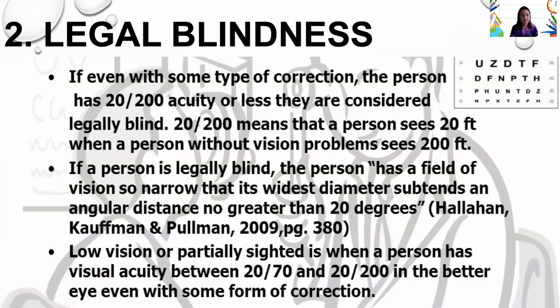So legal blindness, if even with some type of correction, the person has 20 over 200 acuity. So ito yung normal natin. Or less, they are considered legally blind. 20 over 200 means that the person sees 20 feet when a person without vision problems sees 200 feet. If you are legally blind, the person has a field of vision so narrow that its widest diameter subtends an angular distance no greater than 20 degrees. Okay? So, ayun ang ibig sabihin ng legal blindness.